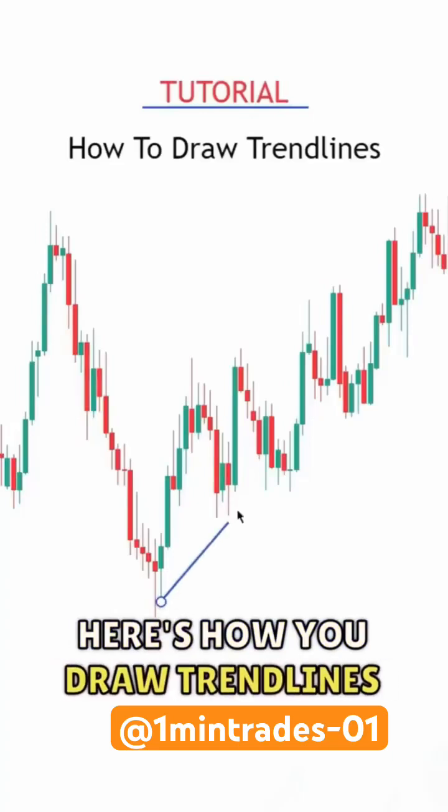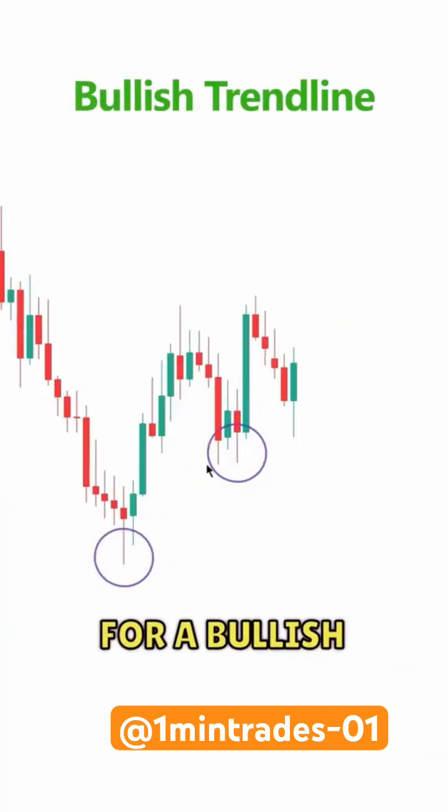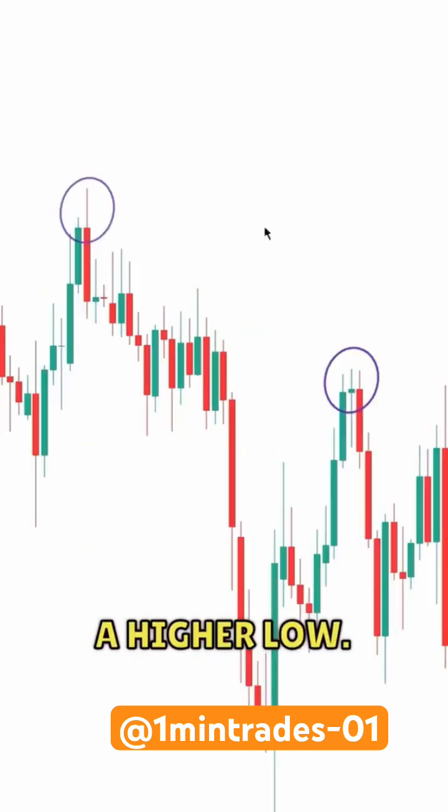Here's how you draw trend lines as a trader. First, we need a minimum of 2 points, but ideally 3. For a bullish trend line, it's a low followed by a higher low, and for a bearish trend line, it's a high followed by a lower high.